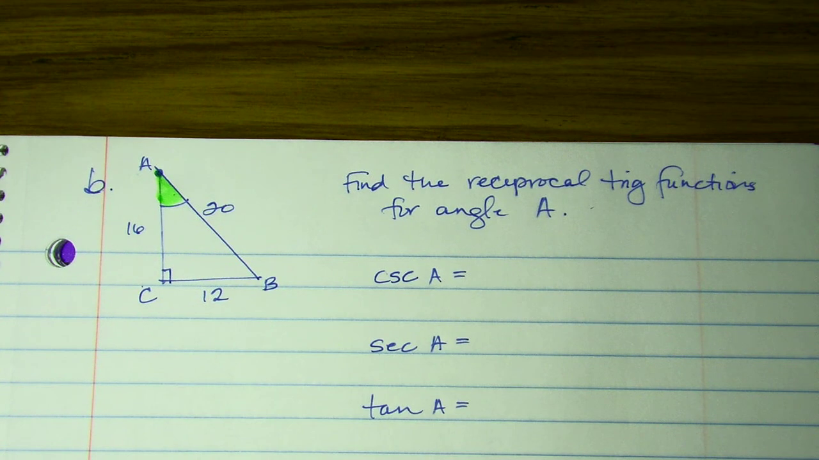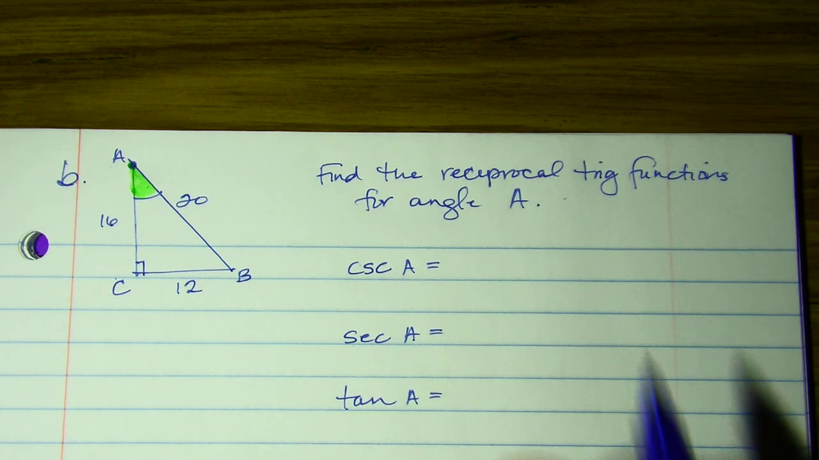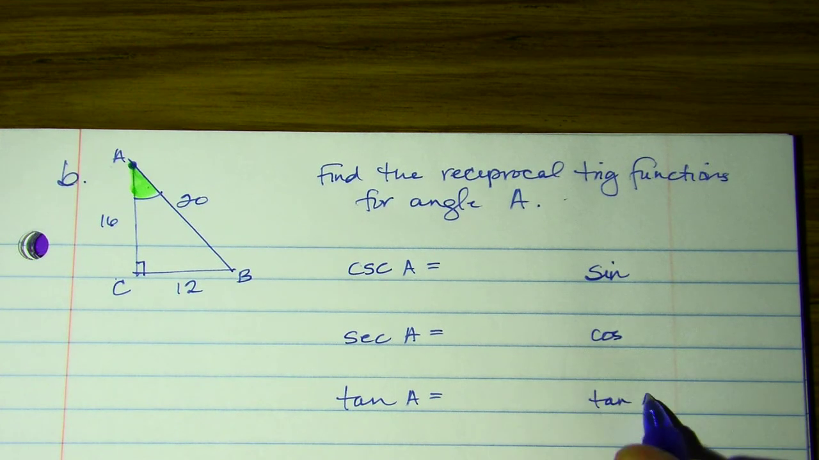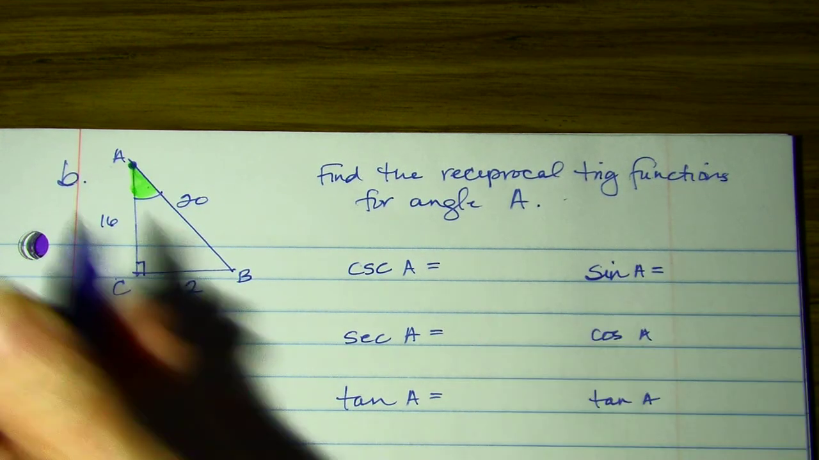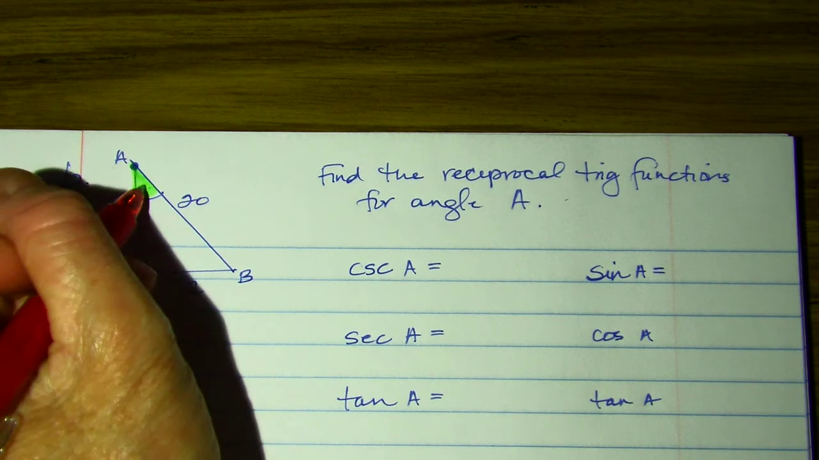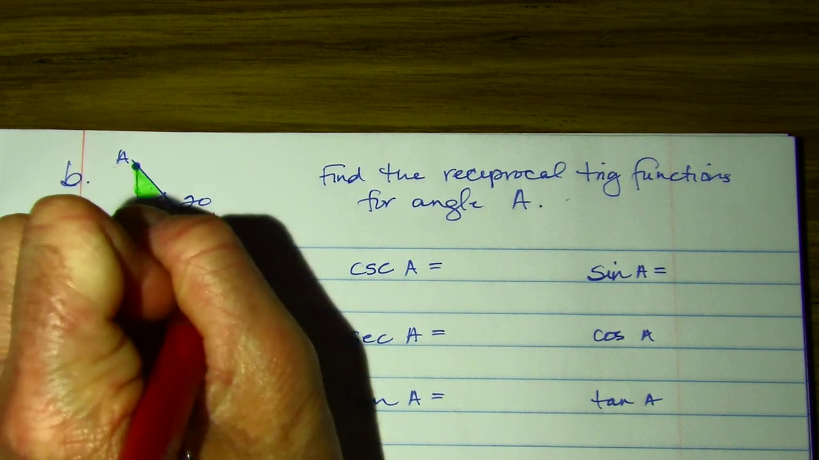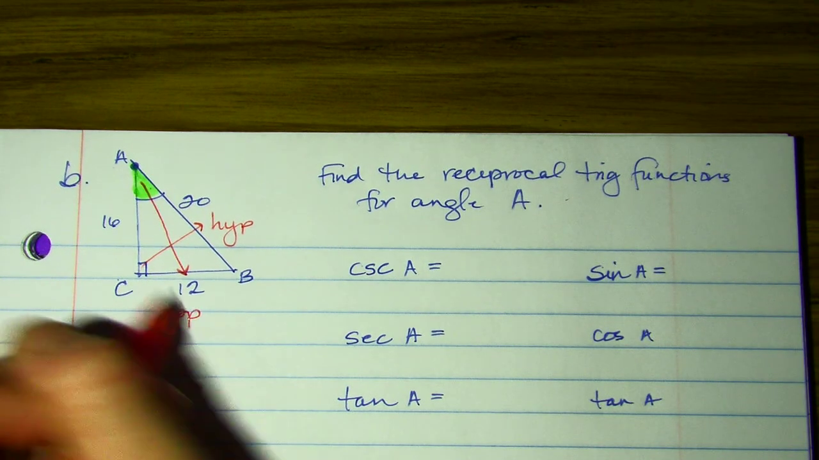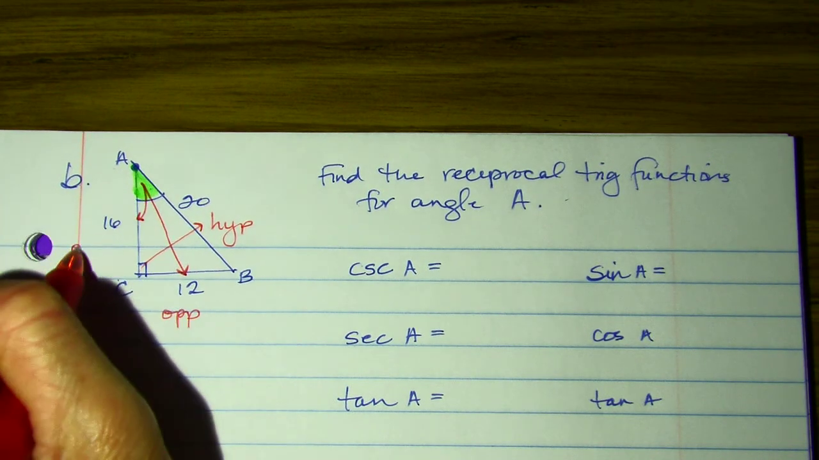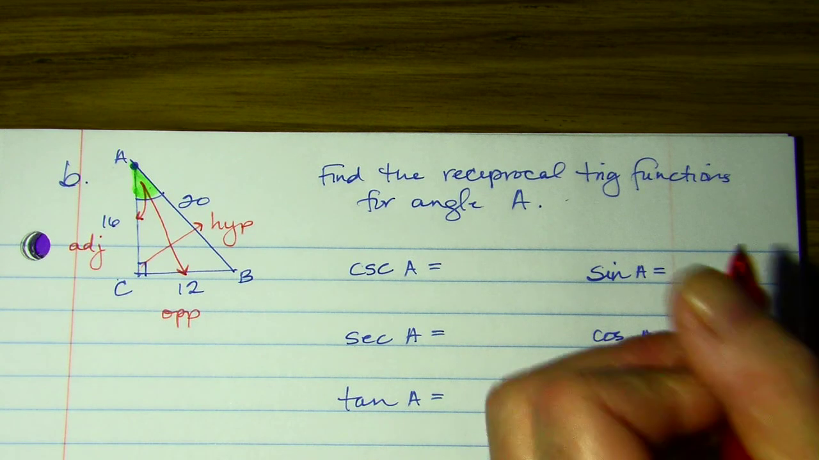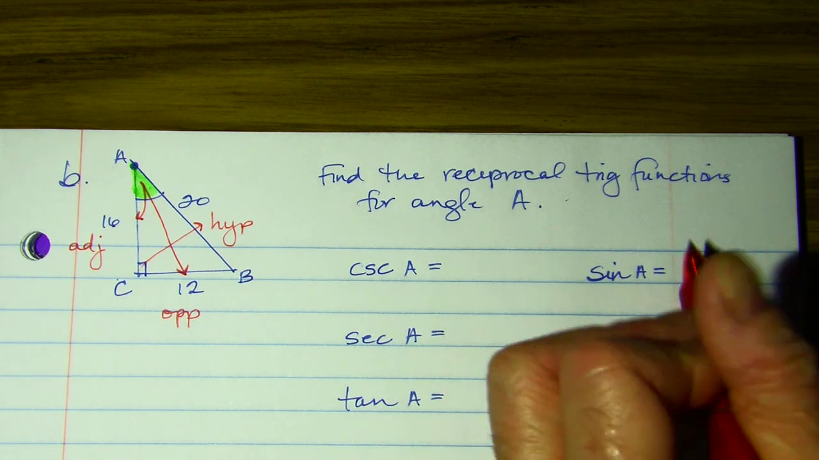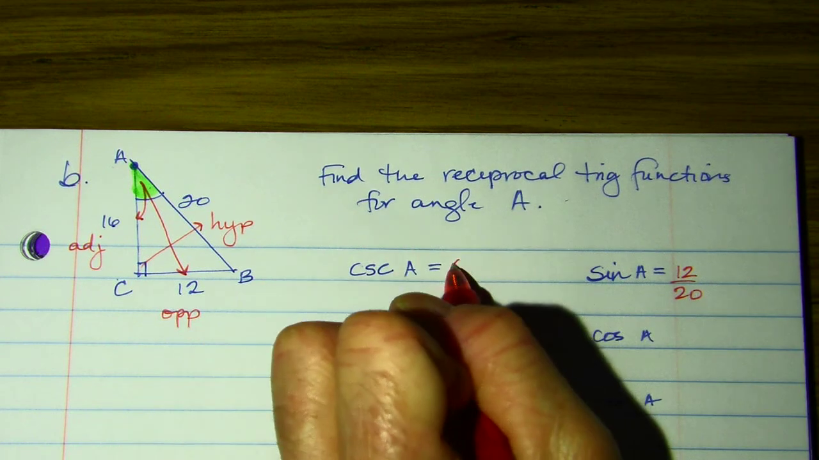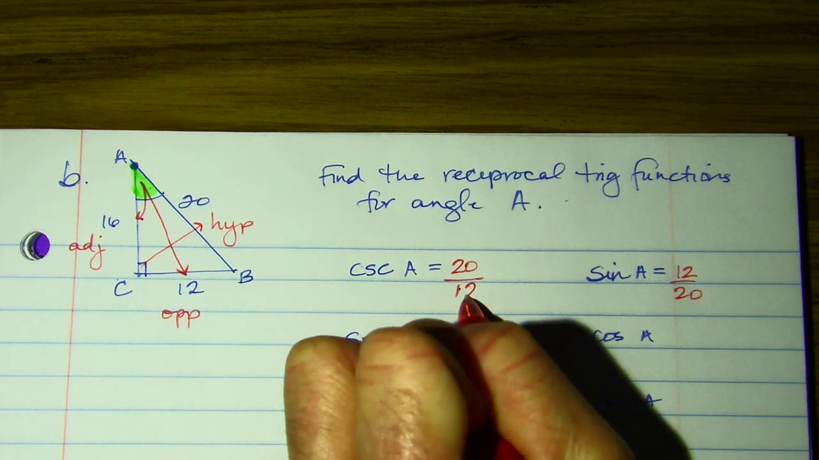Okay? So the way I do this is I first find the original because I don't have it memorized. And then I work backwards. So I'm going to label my sides just like we did. So across from 90 degree makes this hypotenuse. Across from the angle they're asking about is opposite. Next to the angle they're asking about is adjacent. So sine would be opposite, 12 over 20, which means cosecant is 20 over 12.